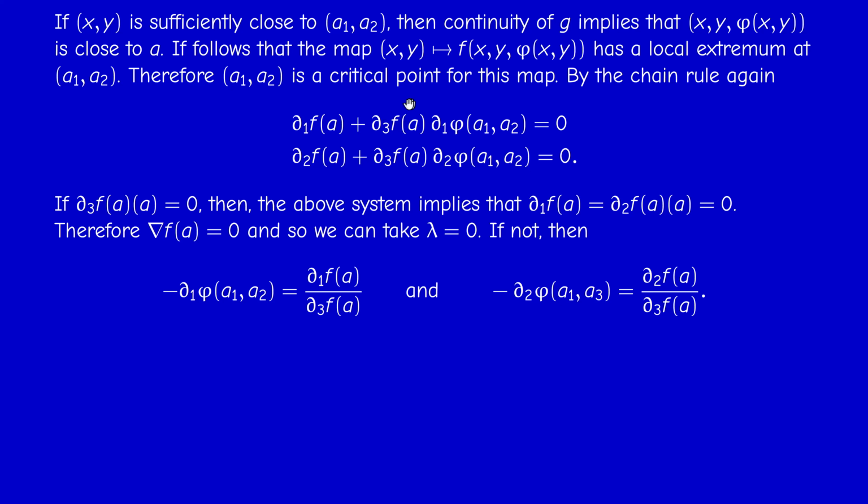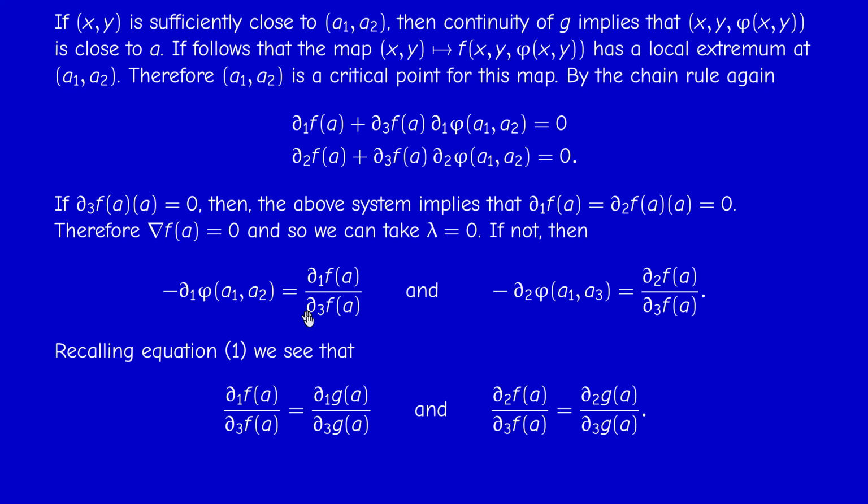If not, we can solve the system and get that del 1 f over del 3 f is minus the derivative of phi at (a1, a2), and similarly for the second equation. So if we compare with equation 1, I see that del 1 f over del 3 f at a is the same as del 1 g at a over del 3 g, and the same thing for the second. Therefore, if I set lambda to be del 3 f at a over del 3 g at a, then we get that the first derivative of f is lambda times the first derivative of g, the second derivative of f is lambda times the second derivative of g, and the third derivative of f is lambda times the third derivative of g, and this is just the relation that you want to prove.